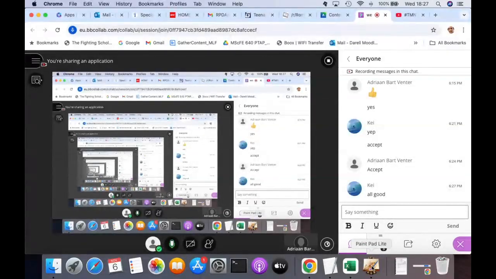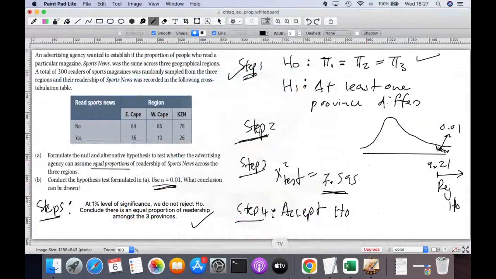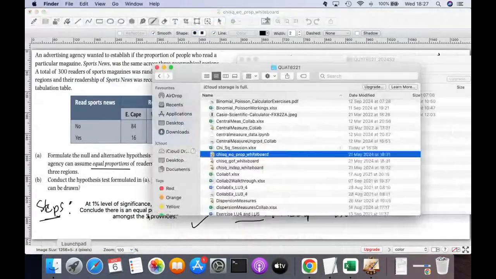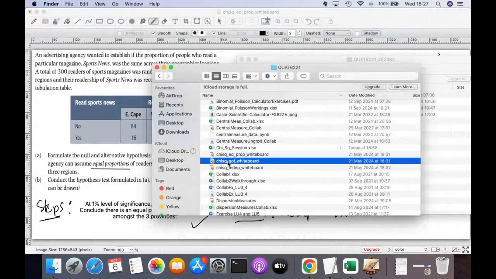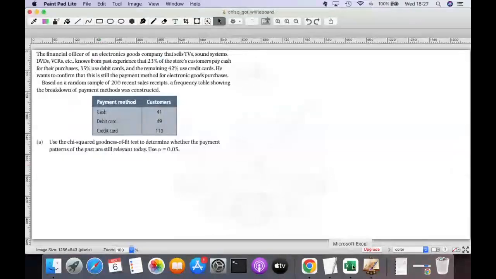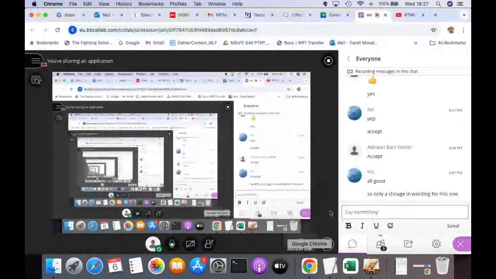Good, fantastic. So I'm going to close this and open up goodness of fit. So only a change in wording. Yes, Kai, exactly. That's it. It's only a change in wording. The calculations are exactly the same.